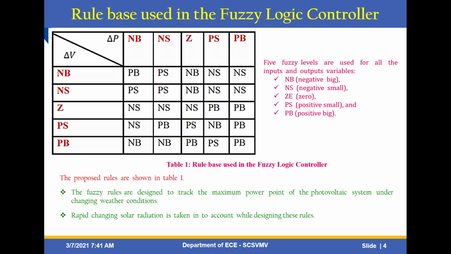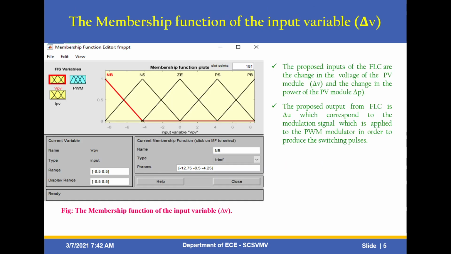First it starts with negative big NB, NS negative small, zero, PS positive small, and positive big. The proposed rules are shown here. The fuzzy rules are designed to track the maximum power point of the photovoltaic system under changing weather conditions. Rapidly changing solar radiation is taken into account while designing these rules. Next, this is an input variable, the membership function of the input variable delta V.